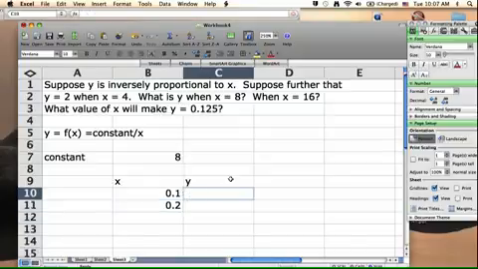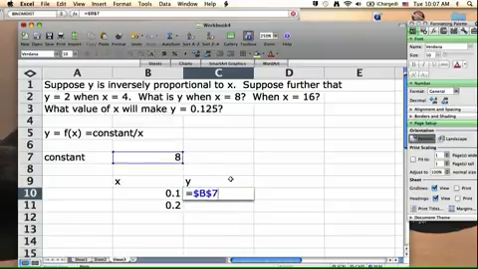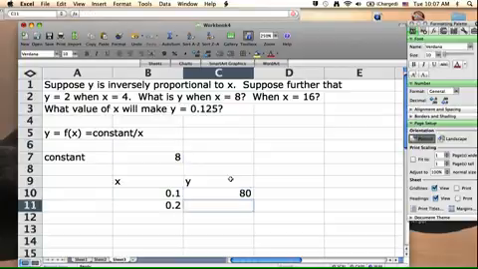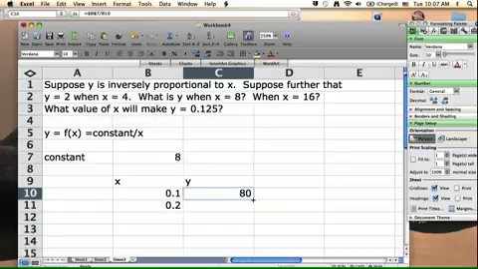What do I plug in for y? Well, it's the constant, which is in cell B7, which I want to keep fixed, divided by x, which in this first one is in cell B10, which I don't want to keep fixed, so I don't use dollar signs. When x is 0.1, y will be 8 divided by 0.1, which will be 80. And that's going to get updated correctly now.